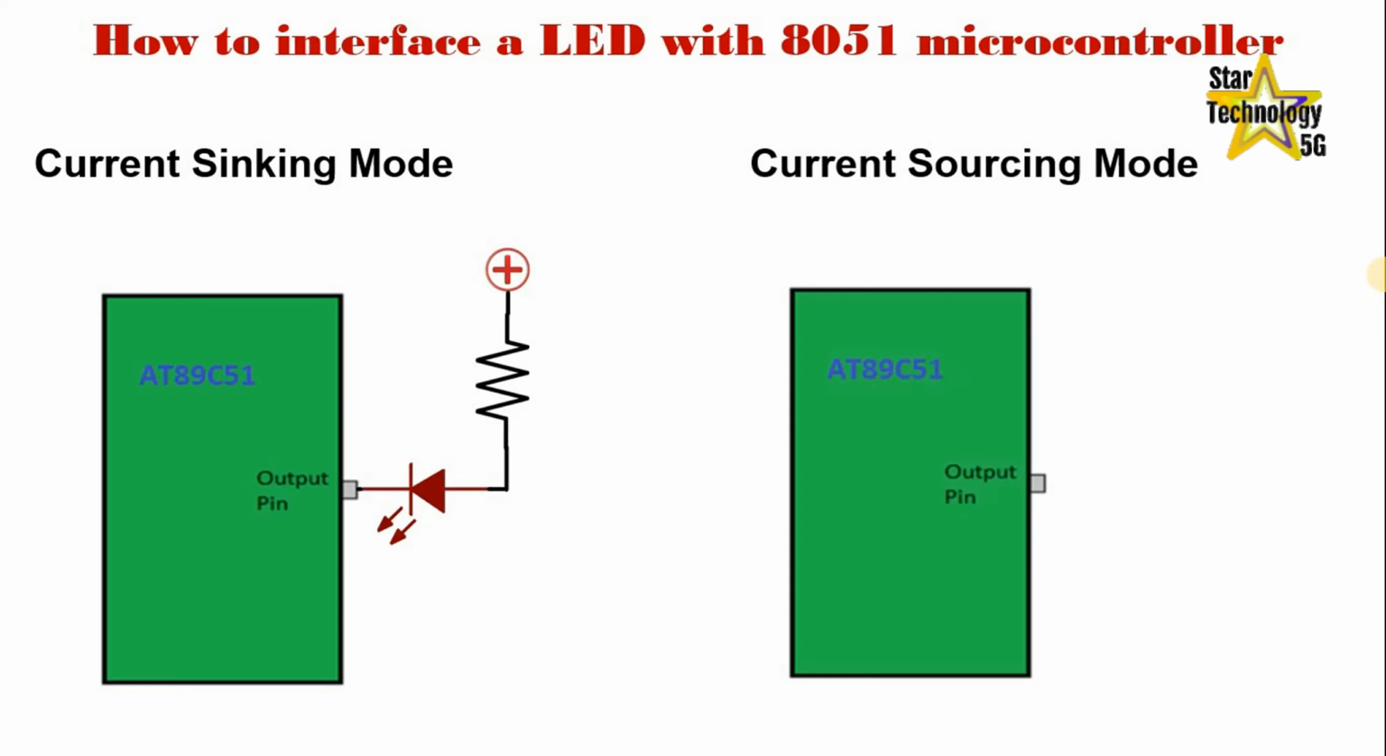Current sourcing mode. In current sourcing mode, the anode leg of the LED is connected to the microcontroller output port, and the cathode leg is connected to the ground through a current limiting resistor. In this mode, the LED is turned on when the microcontroller output port is at logic 1.